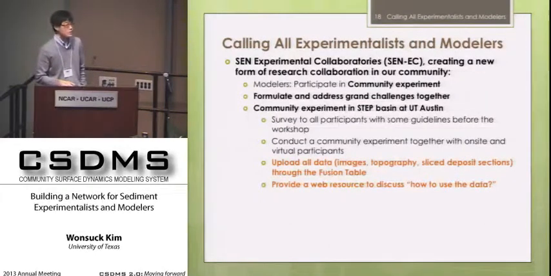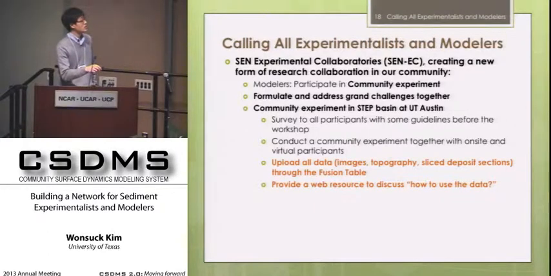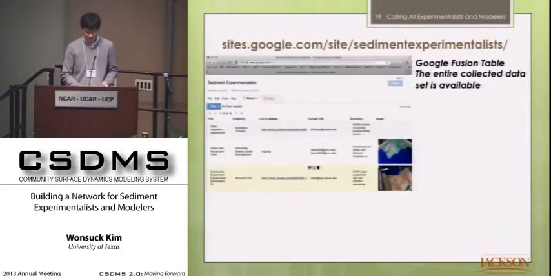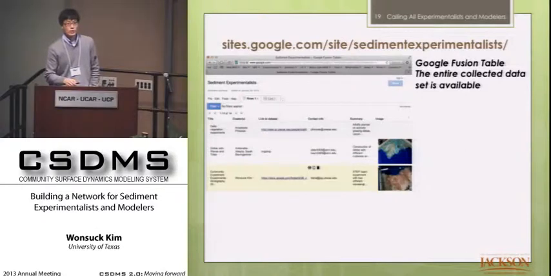After we finish the experiments, we instantaneously upload all the data and share the images, topography, and sliced deposit sections through the fusion table. And then we provide web resources to discuss how to use the data in a community. So this is a snapshot of the fusion table. Right now, I think we already have 14 data sets uploaded and accessible through the fusion table.